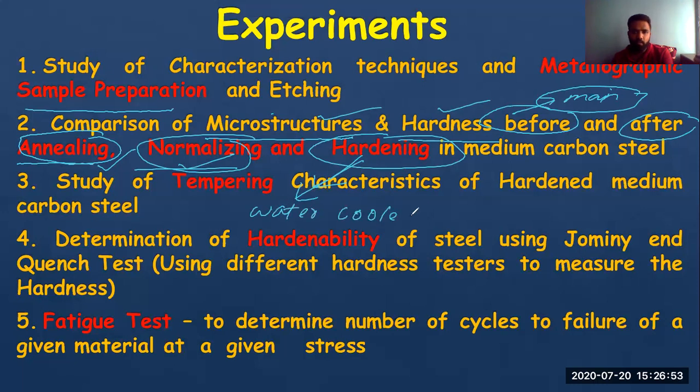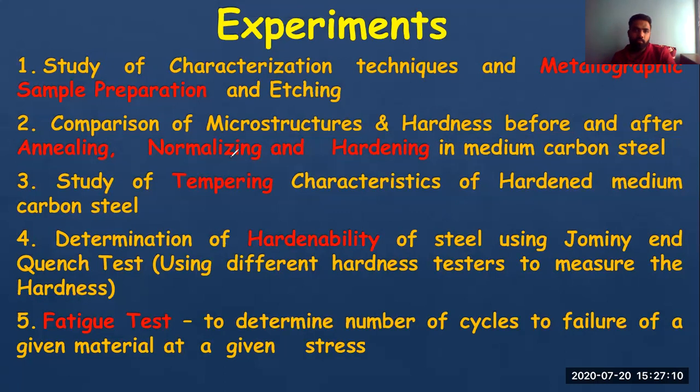Okay, so hardened is water cooled or oil quench. I hope you're getting it. So what you have to do, again, you have to prepare the sample. You have to see what the microstructure and the hardness value were before and after the preparation of the sample. Okay, I hope you're getting it.